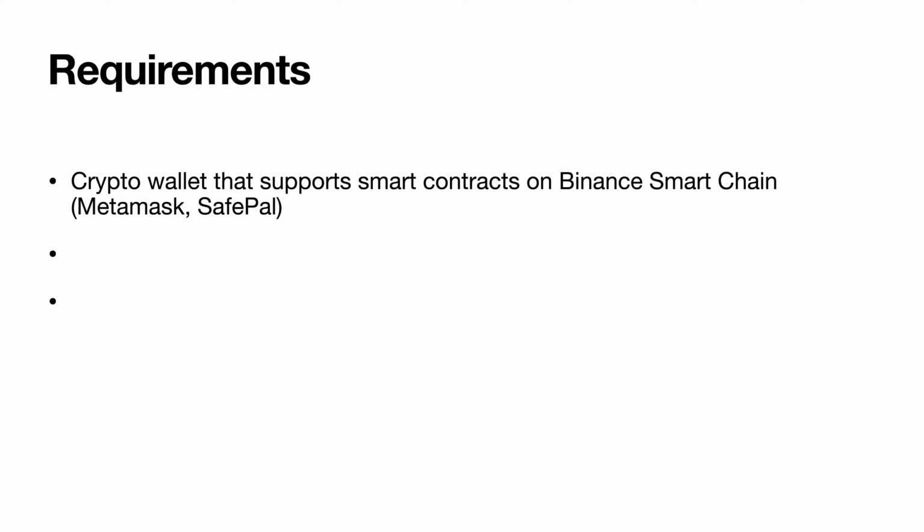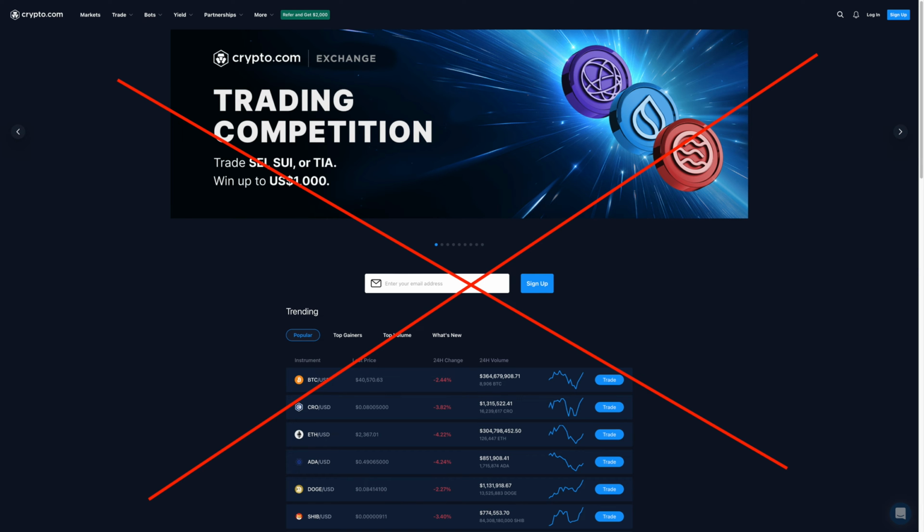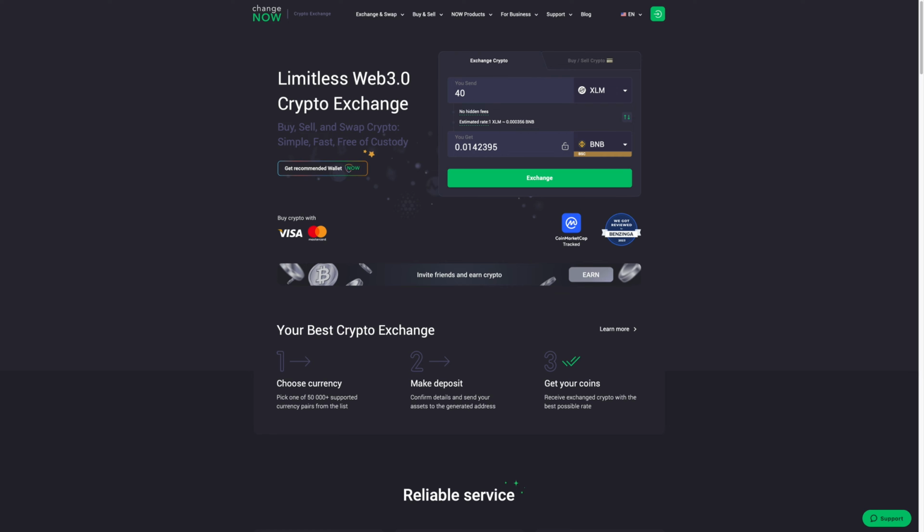The second thing that you'll need is some BNB to pay for gas fees. Essentially, this is needed so you can transfer your coins in and out of Apollo X. To obtain BNB in Canada, the only place where I know you can get it from is the crypto.com app, not the exchange. You could also use a swap service like Change Now. You would send some coins there and then swap it for BNB.